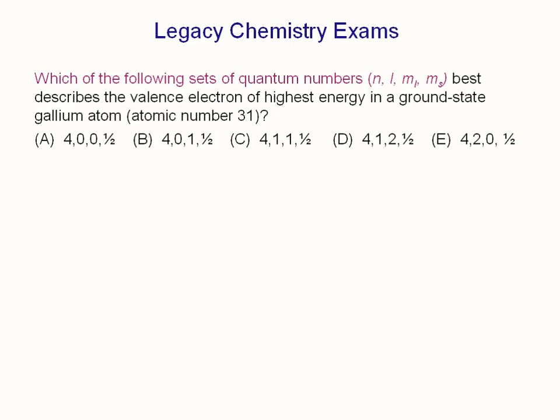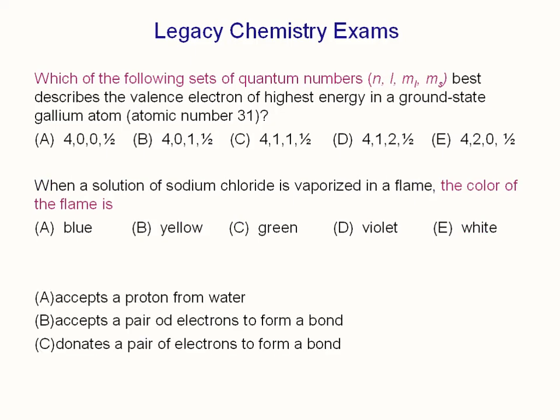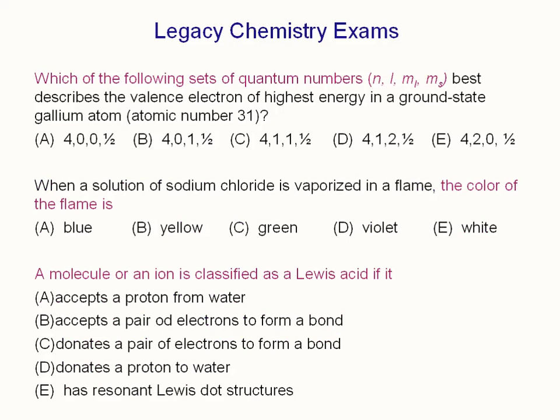This is actually real legacy chemistry exam questions from not that long ago, and I would argue that they're even being asked today. When a solution of sodium chloride is vaporized in a flame, the color of the flame is... Oh, you know, I can memorize that. A molecule or an ion is classified as a Lewis acid. Well, yes, it's very important to know Lewis. He was, after all, for 46 years, the dean of the College of Chemistry at Berkeley. And now I get into all these words. Protons, sorry, there's a misspelling there. Electrons, bonds, resonant loop, oh my goodness.